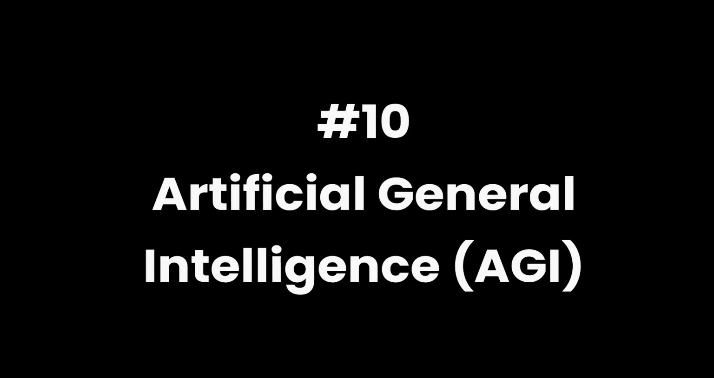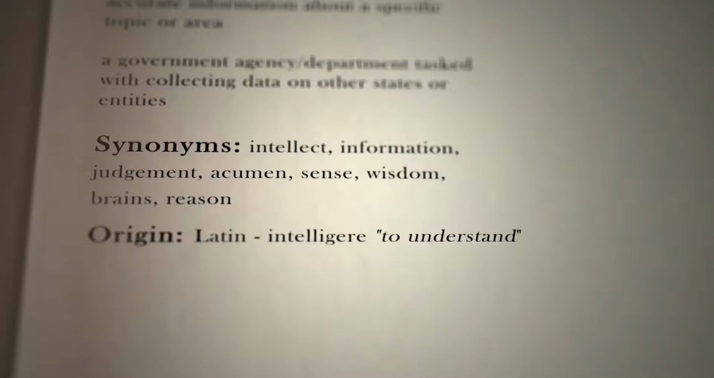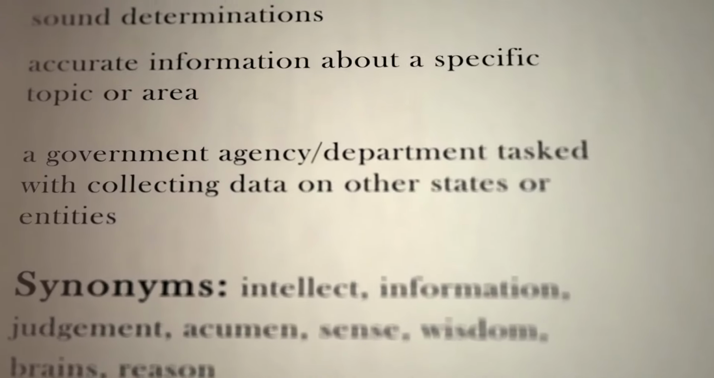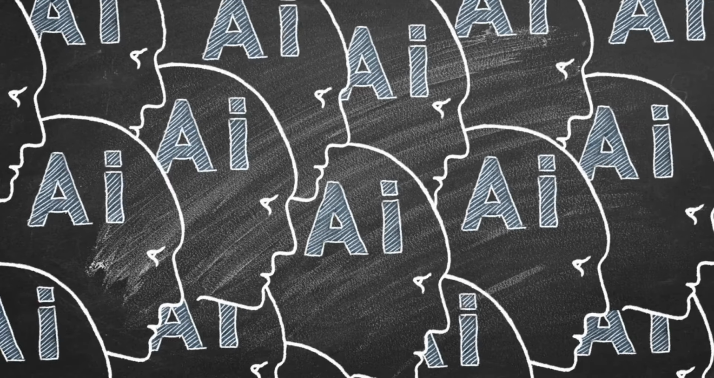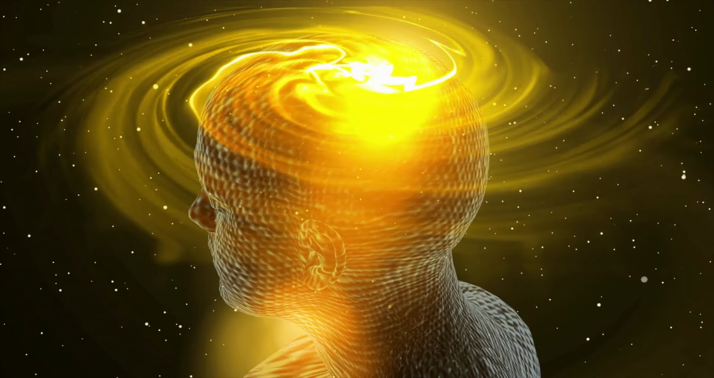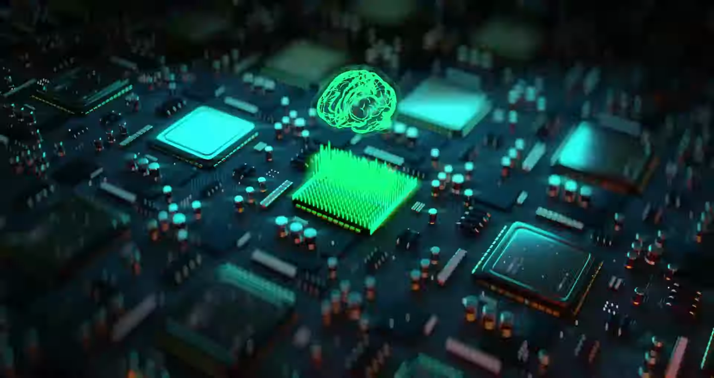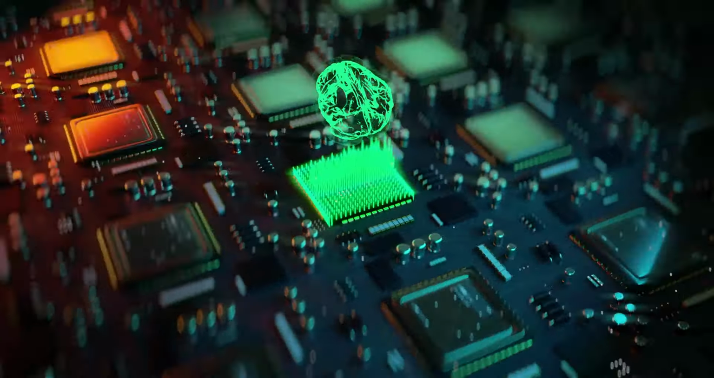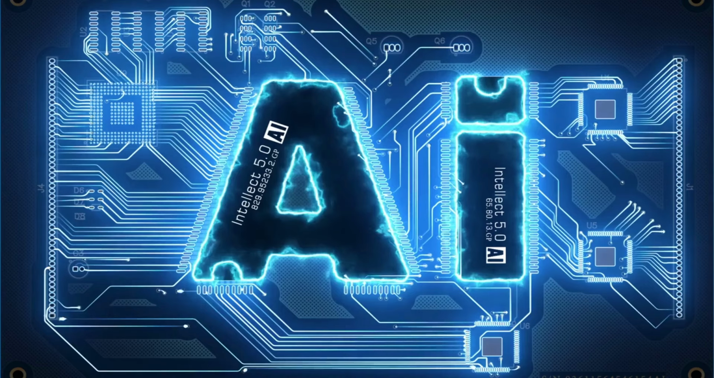10. Artificial General Intelligence, AGI. AGI, often termed strong AI, refers to machines that possess intelligence comparable to human intelligence. Unlike narrow AI systems, which excel in specific tasks, AGI can perform any intellectual task that a human can, encompassing learning, reasoning, problem-solving, perception, and language understanding.